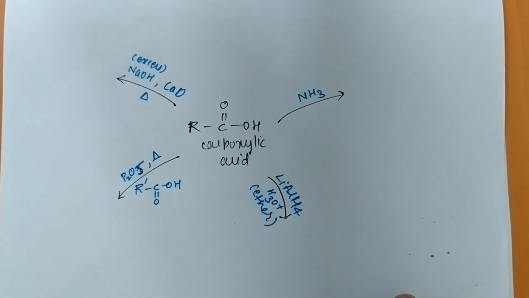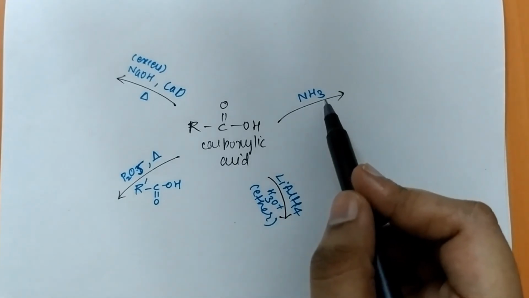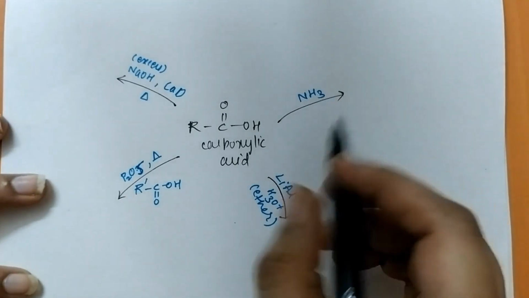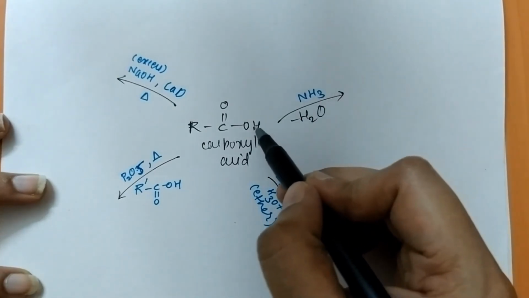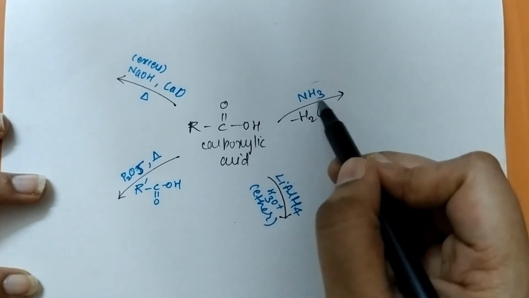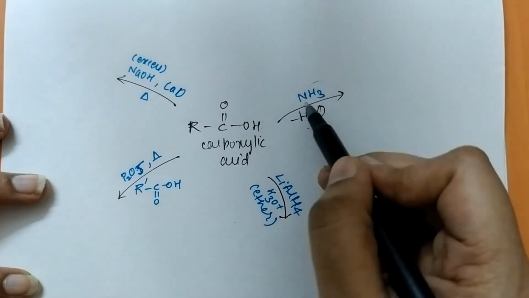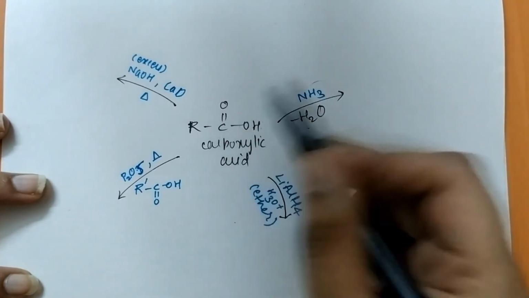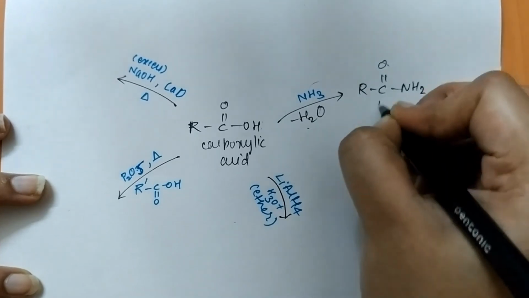Now the carboxylic acid can also undergo other reactions as well. So for example, if the carboxylic acid is reacting with ammonia, we are going to get an amide. That is, there is a dehydration reaction which is going to occur. That is, the OH along with one hydrogen atom of the ammonia are going to come together to give water, and ultimately we are only left with NH2, which is going to combine with the carbonyl group, and ultimately we are going to get an amide.